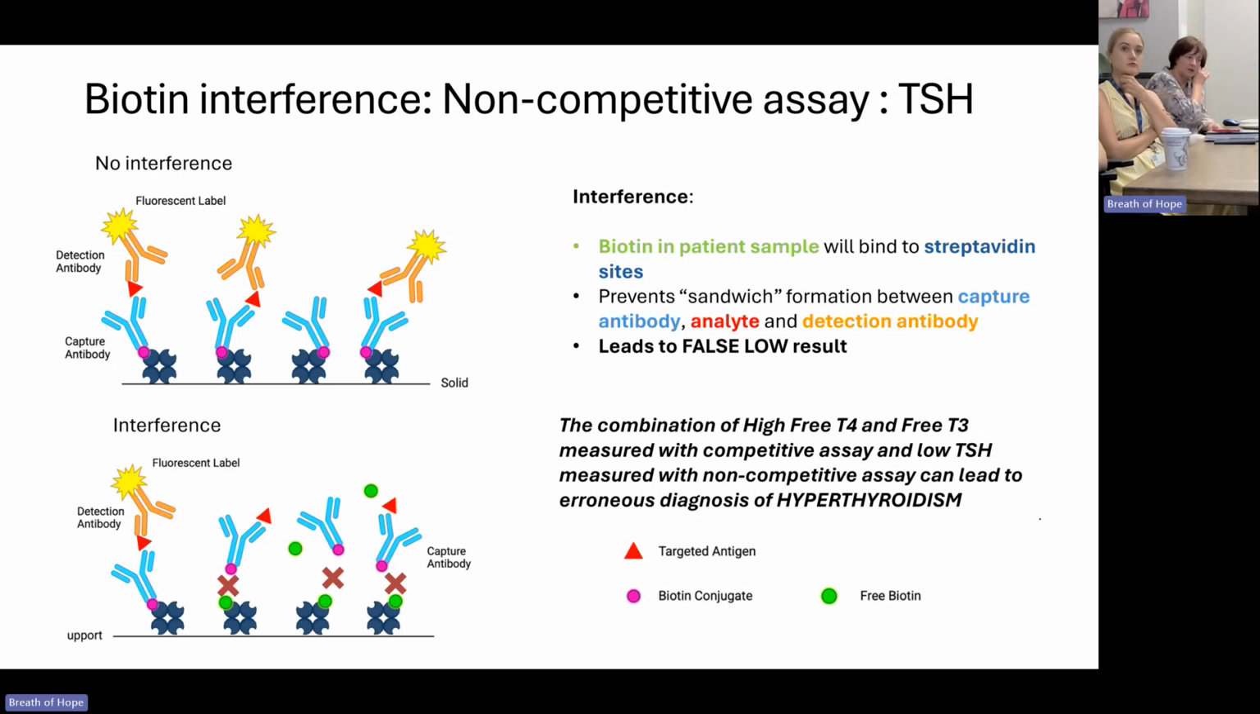So you can imagine in a patient with high doses of biotin, which interferes, the combination of high free T4 and free T3 measured with a competitive assay and a low TSH measured with a non-competitive assay can lead to an erroneous diagnosis of hyperthyroidism. And just to make it worse, if you are looking at thyroid antibodies on the same type of method, competitive assay for those antibodies, TPO, thyroglobulin antibody, TSH receptor antibody, you can also get false high values. So it can look very typical for a hyperthyroidism, but it is actually interference.